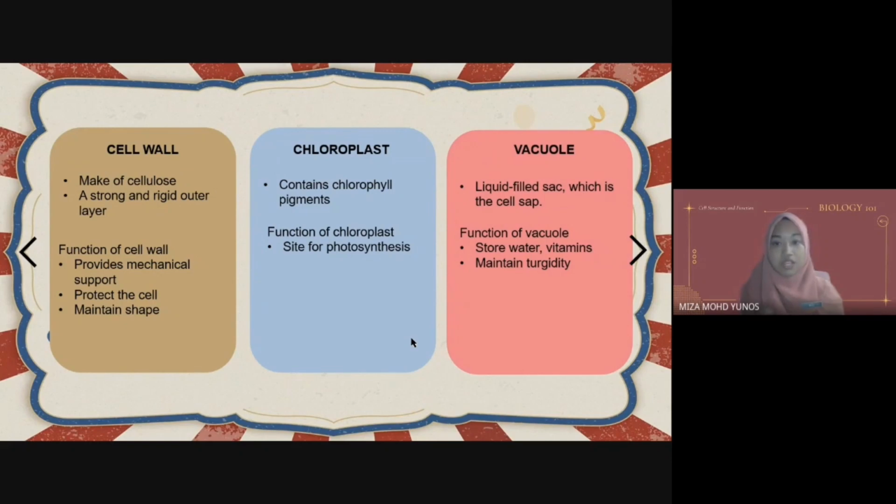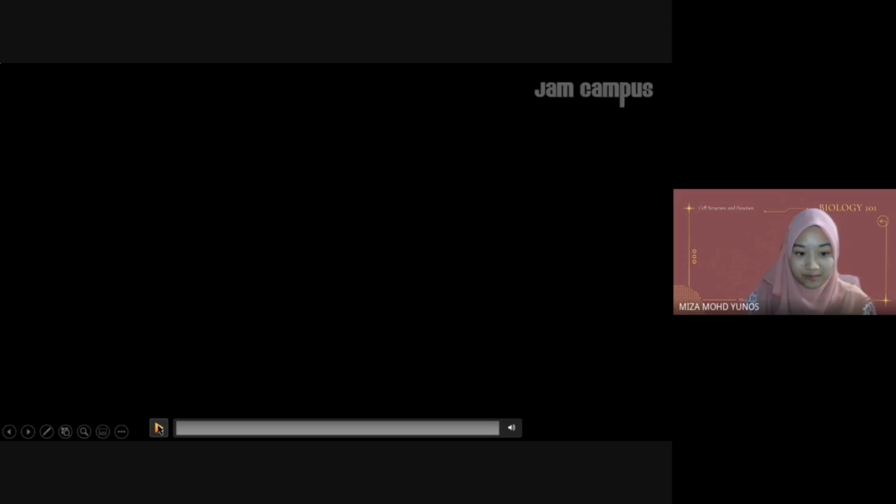And lastly, for vacuole, it is a liquid filled sac which we call cell sap. The function of vacuole is to store water and vitamins, and it is also used to maintain the turgidity of the cell. Okay, so before we move on to our next session, let's look into this video first, all right? Enjoy.